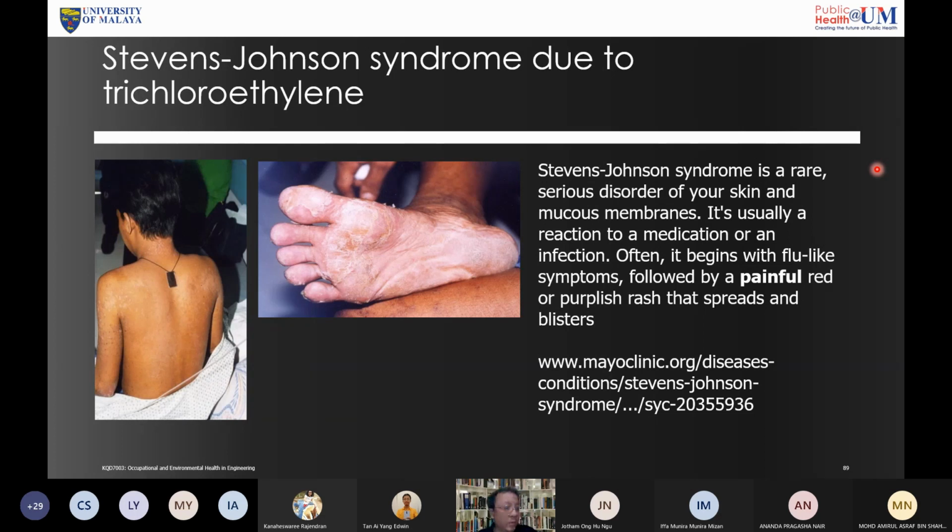So the idea is that these are more of a reaction. We don't really have a dose-response relationship for it. It's just there, and you are worried that you get affected by it.